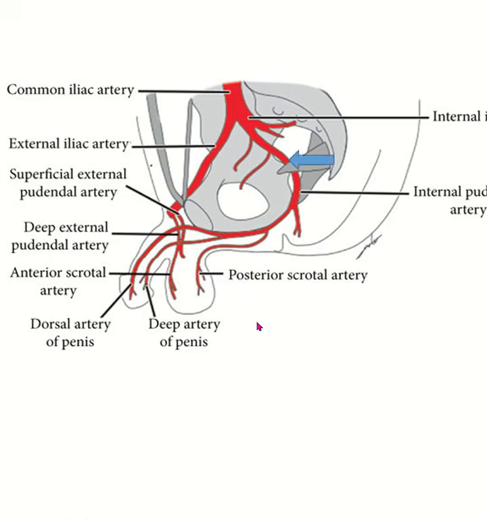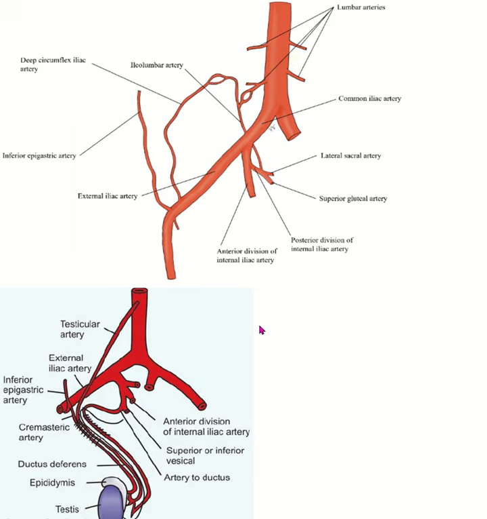Another artery, the cremasteric artery. This is the external iliac artery. This is the inferior epigastric artery. The cremasteric artery arises from the inferior epigastric artery, and it supplies the spermatic cord and part of the scrotum.